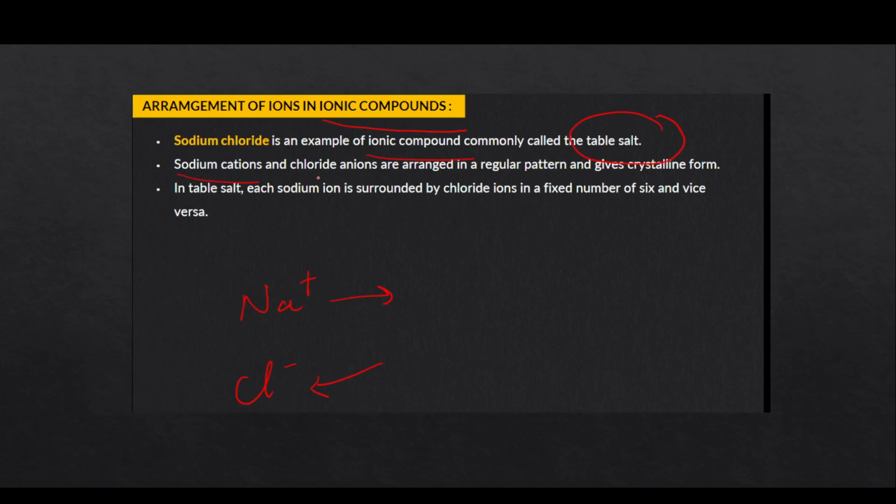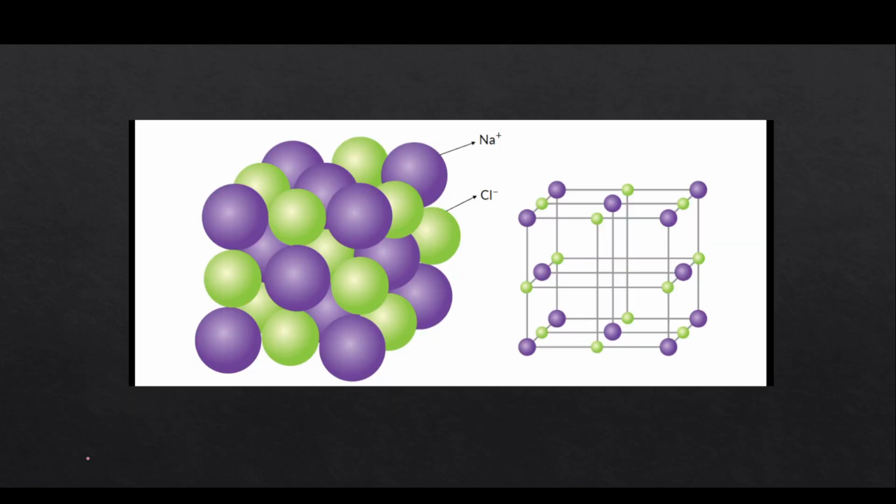So sodium cations and chloride anions are arranged in a very regular pattern, which gives them a crystalline form. So in table salt, each sodium ion is surrounded by chloride ions in a fixed number of six, in a fixed regular pattern, and this is how it looks. Okay.